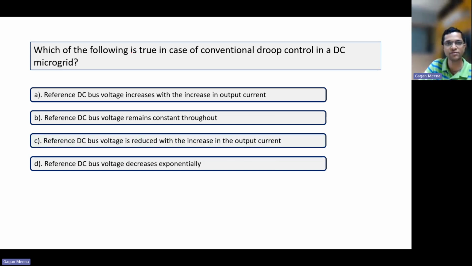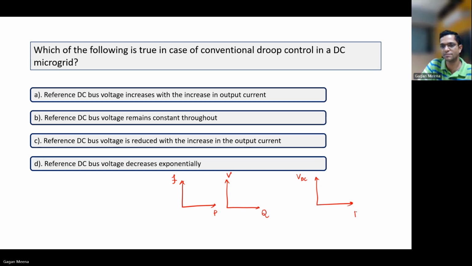Next question is, which of the following is true in case of conventional droop control in a DC microgrid? First, we have already seen that the droop characteristics for DC and AC are different. For AC, the droop is between P and f, and between V and Q. For DC, it is between VDC and P.